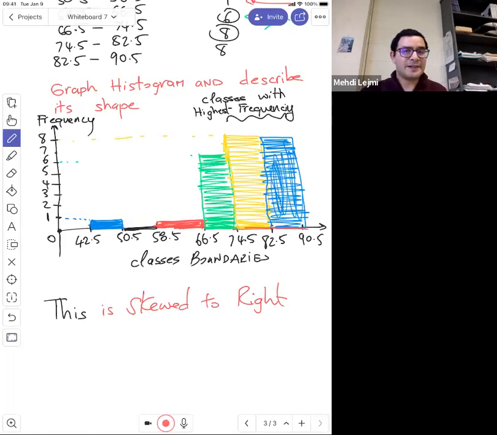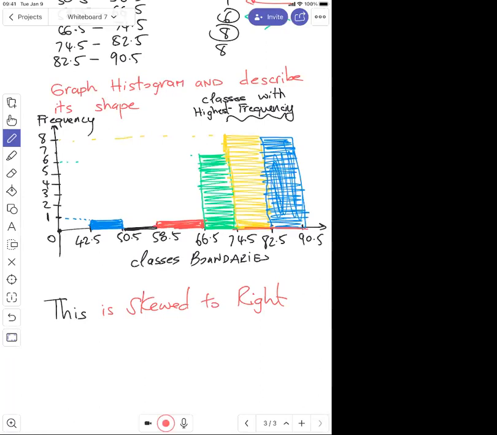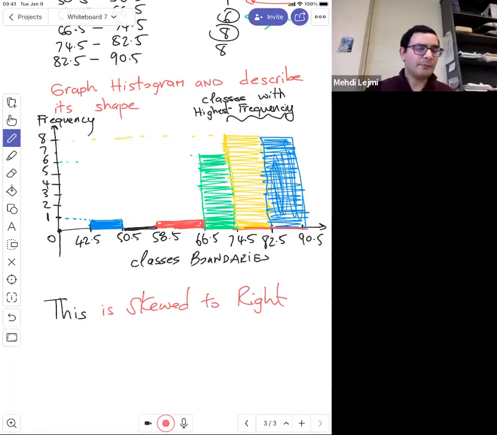Does this example make sense to you guys? Yes. So in general, your histogram is going to look like either skewed to the right or to the left. It's going to be uniform, where all the classes have more or less the same frequencies, or it's going to be symmetric about the center. All right. So this is skewed to the right.